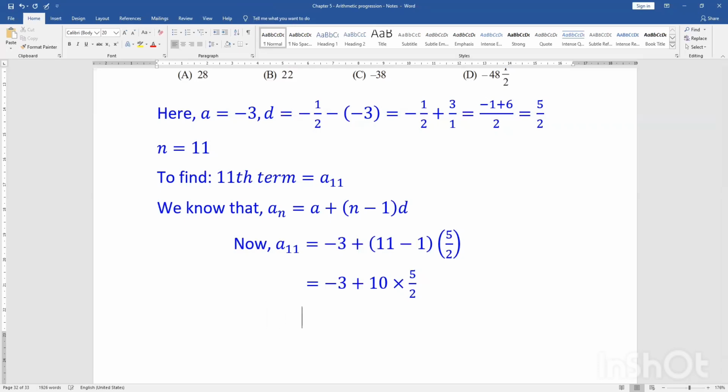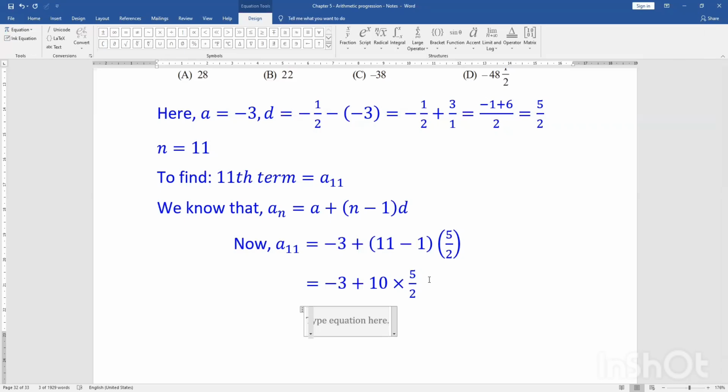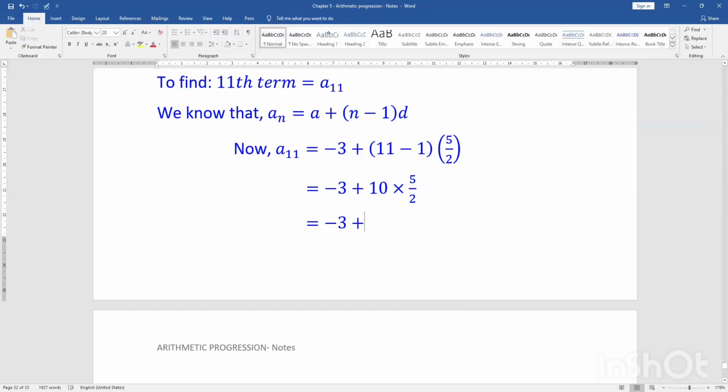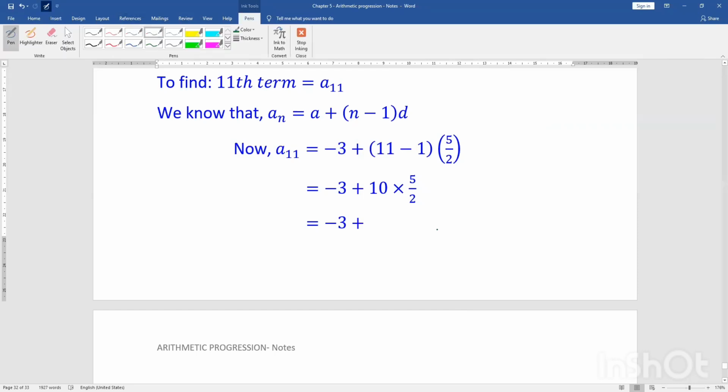Or it's equal to minus 3 plus, now 10 and 2, they get cancelled. 2 ones are 2, 2 fives are 10, right children? So we can cancel that. 2 ones are 2, 2 fives are 10. So 5 fives are 25. Or minus 3 plus 25 should give you how much?